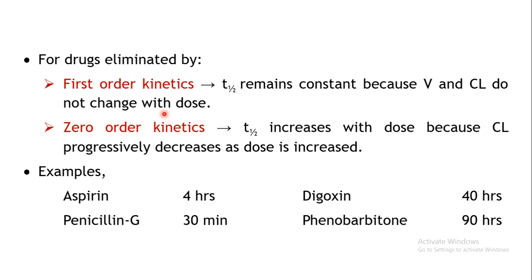The rate of elimination is directly proportional to the plasma concentration. So as plasma concentration changes, the rate of elimination also changes. The Cl does not change, it remains constant. V also does not change. So because of this, in the formula for half-life, 0.693 multiplied by V divided by Cl, since both parameters have remained constant, the half-life also will remain constant. So this is the case with first order kinetics.